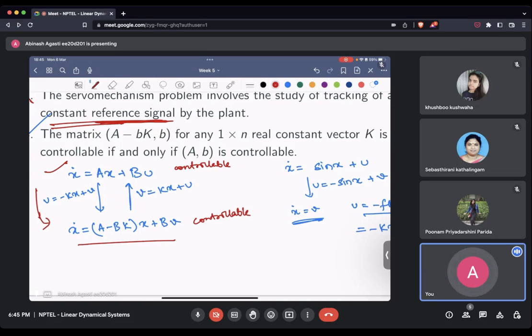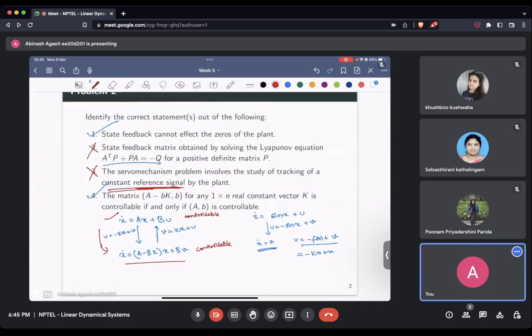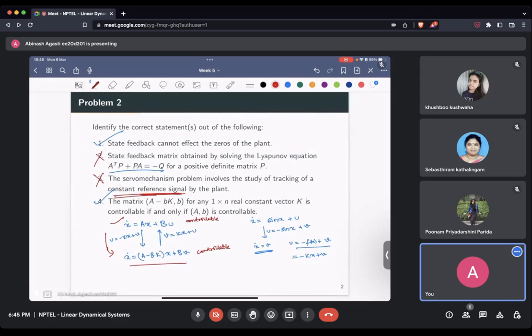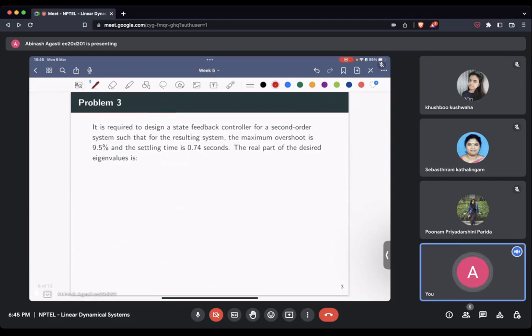Is it clear or was it confusing? Is it clear what all we did here? Yes, sir. Okay, with that we'll move on to the next problem.